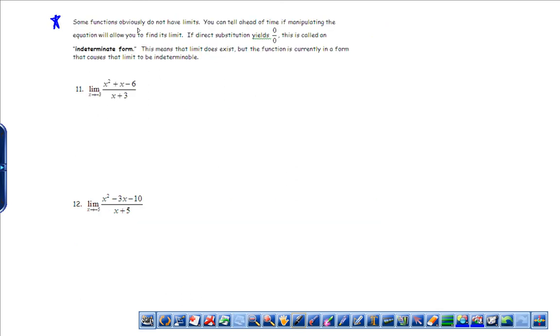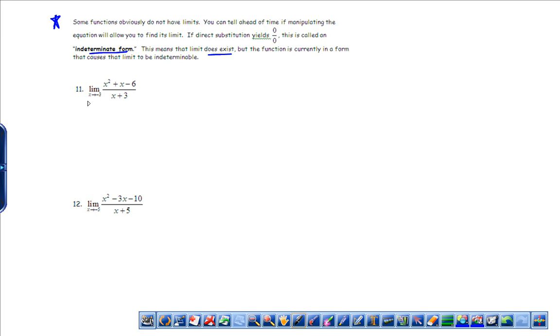Some functions obviously do not have limits. You can tell ahead of time if manipulating the equation will allow you to find its limit. If direct substitution gives 0 over 0, this is called an indeterminate form. This means that the function is currently in a form that causes the limit to be indeterminable.